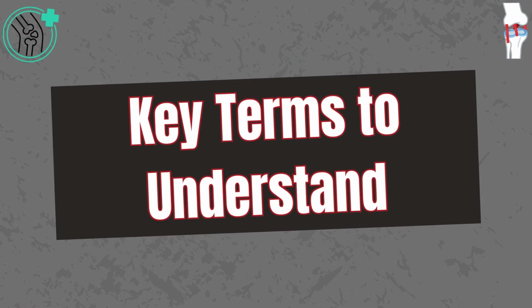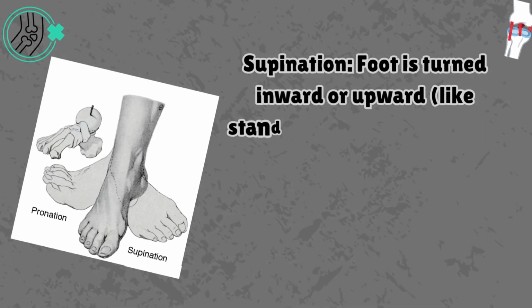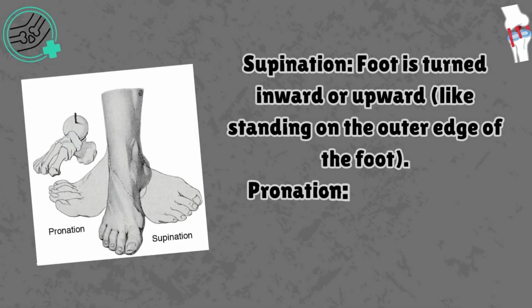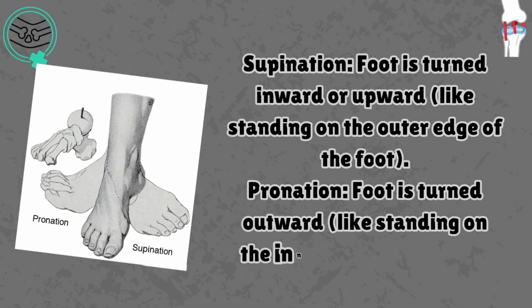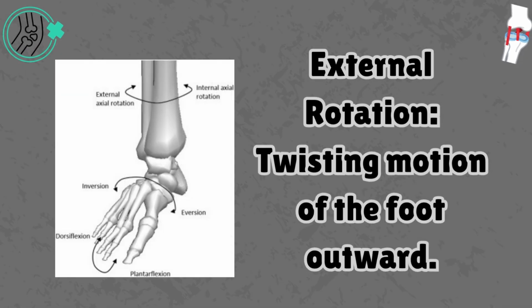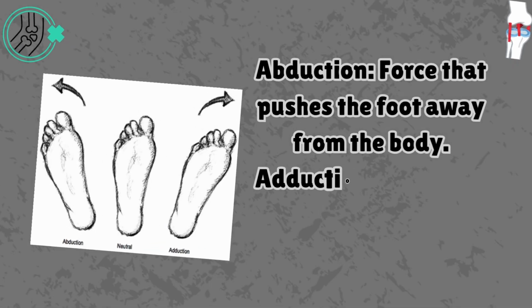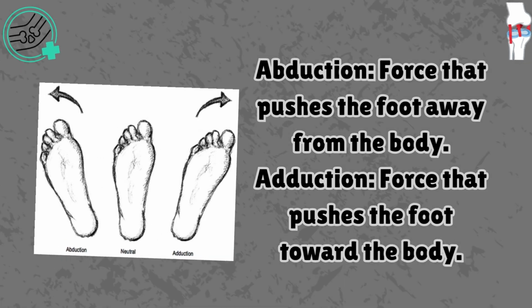Key terms to understand. Supination: foot is turned inward or upward, like standing on the outer edge of the foot. Pronation: foot is turned outward, like standing on the inner edge of the foot. External rotation: twisting motion of the foot outward. Abduction: force that pushes the foot away from the body. Adduction: force that pushes the foot toward the body.